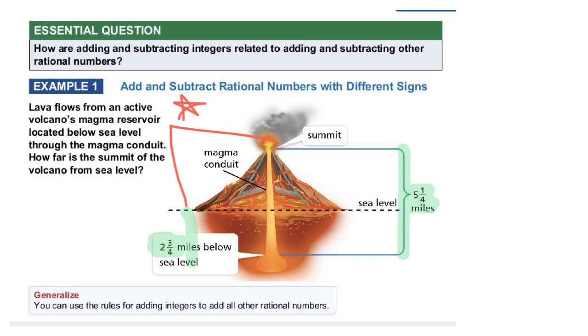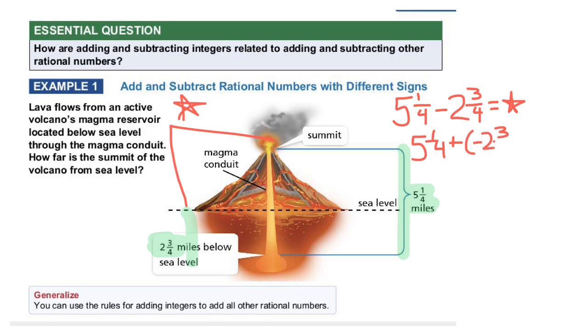So it looks like I have a total of 5 1/4. Whoops, let me undo that. 5 1/4. And I'm going to take out the part I know, which is the 2 3/4, to get the part I don't know. I'm going to go ahead and do keep, change, change.